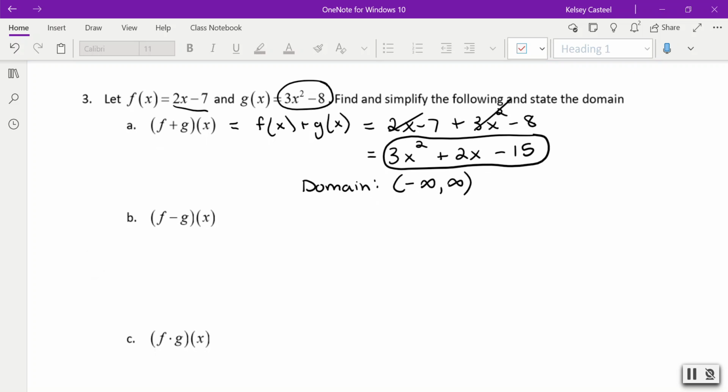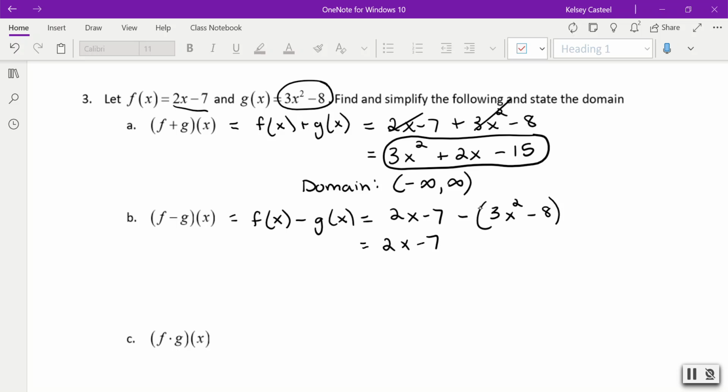Part B is very similar to Part A. We now are finding the difference between f and g. So I have f of x minus g of x. F of x is 2x minus 7. And here I'm going to subtract g of x, and I'm going to use parentheses to make sure I do that correctly. So I have 3x squared minus 8.